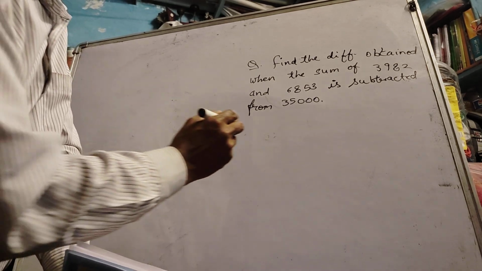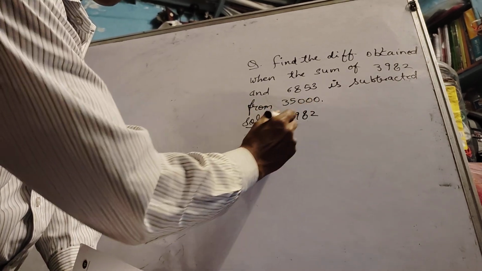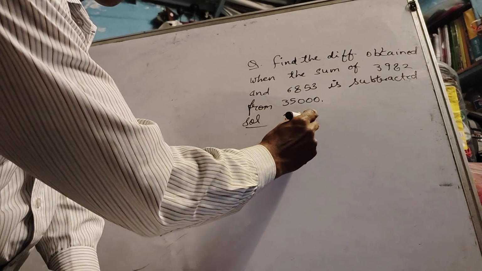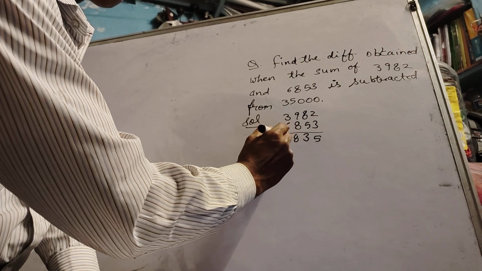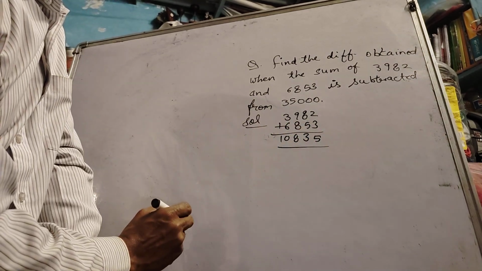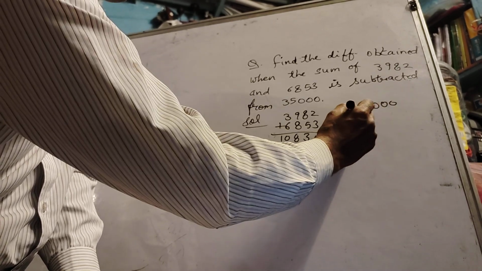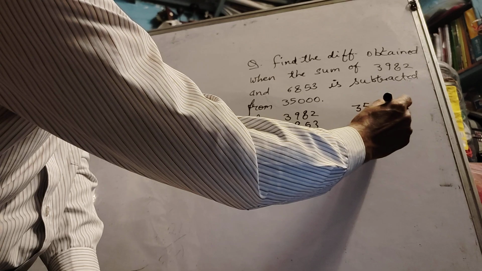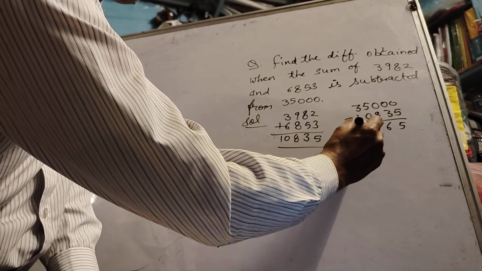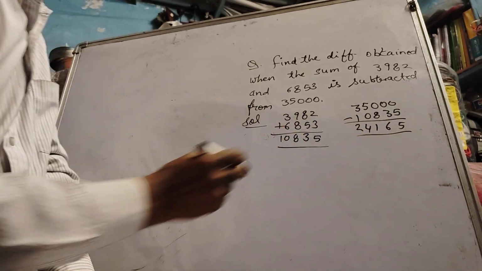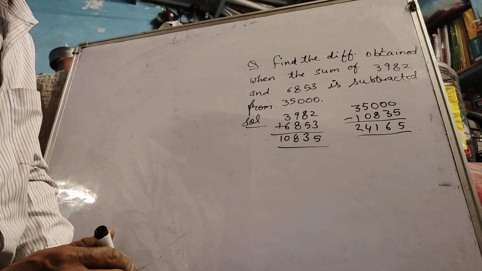I first added 3982 and 6853, which equals 10,835. Yes. Then I subtracted it from 35,000, which is 24,615. Yes. The correct answer is 24,165.